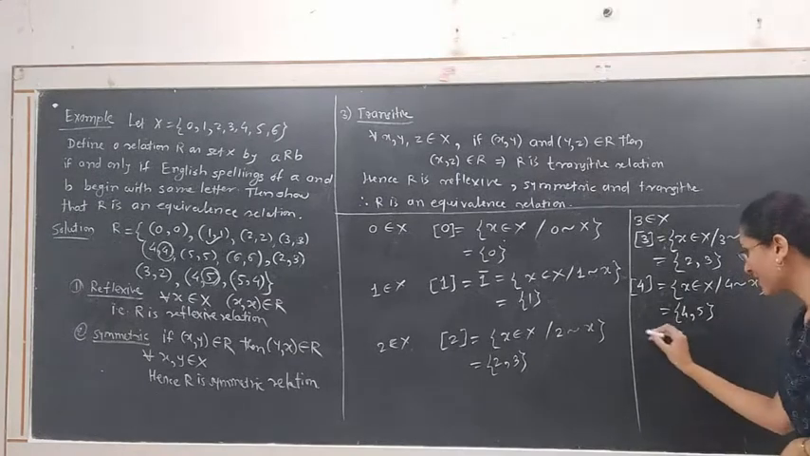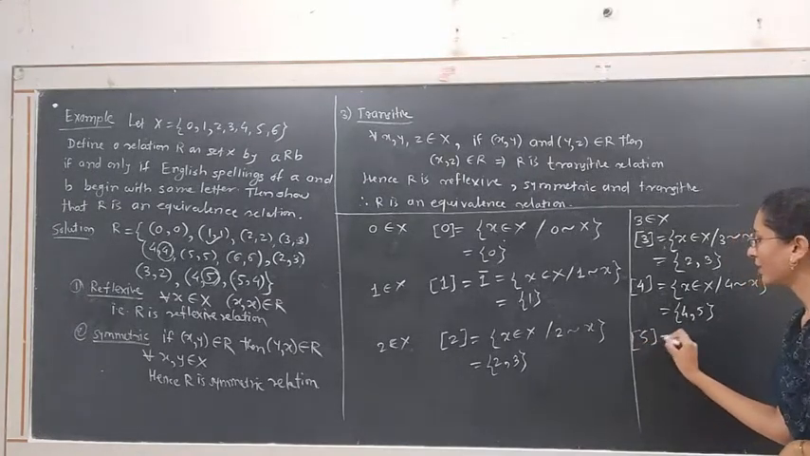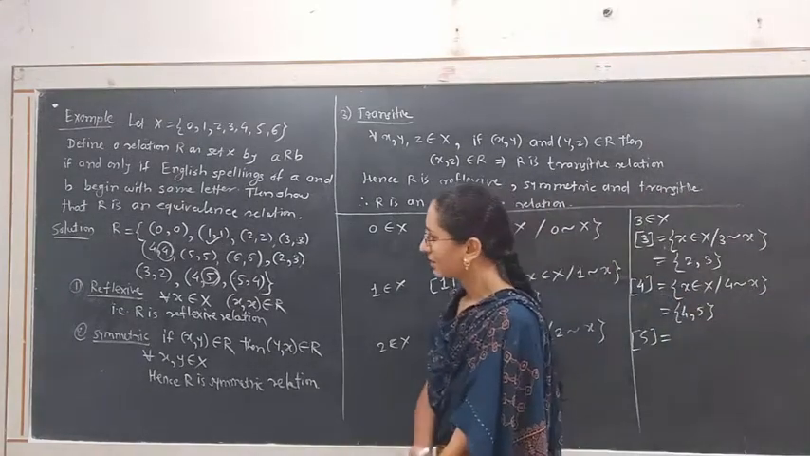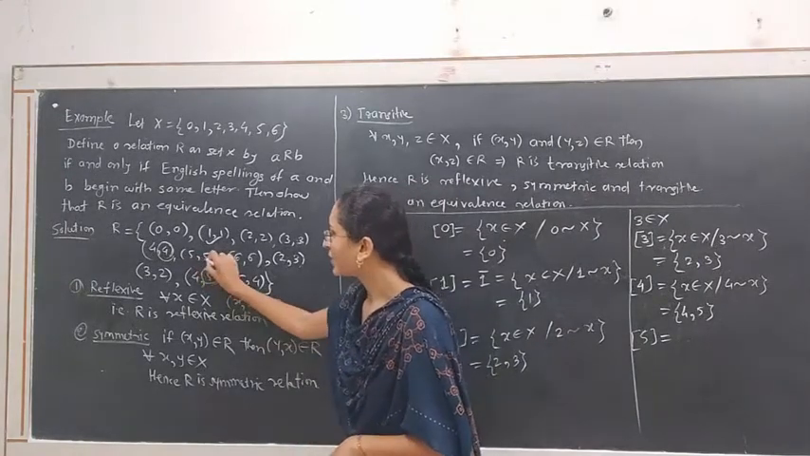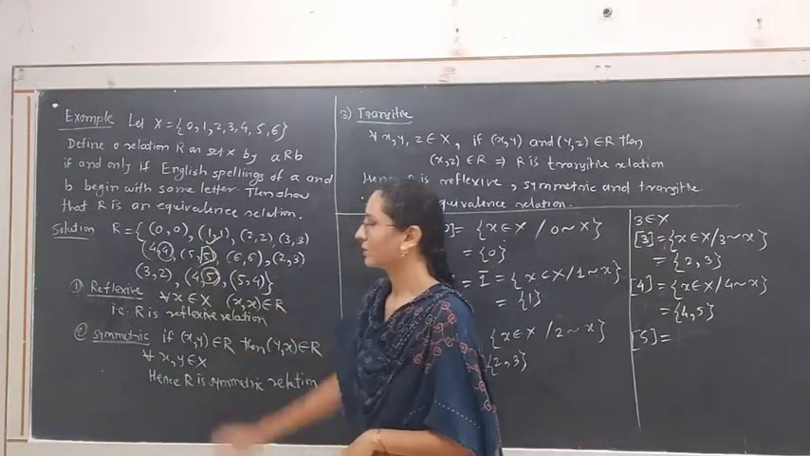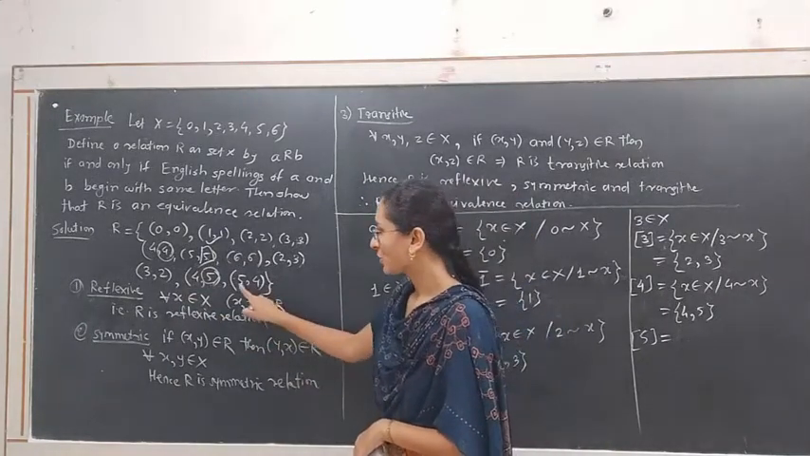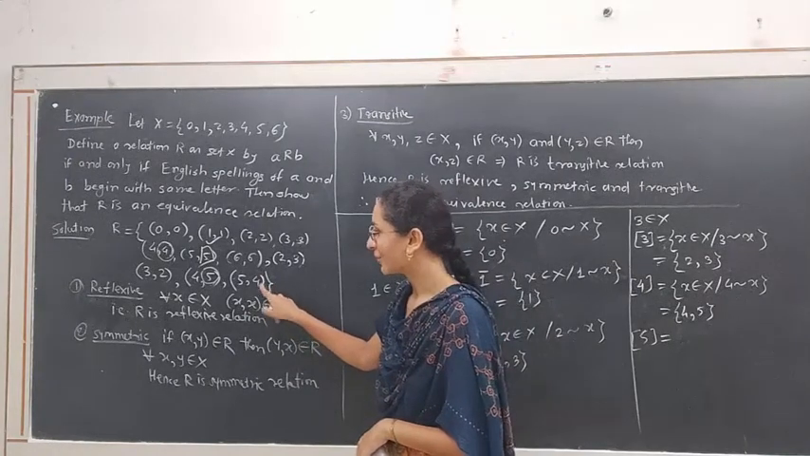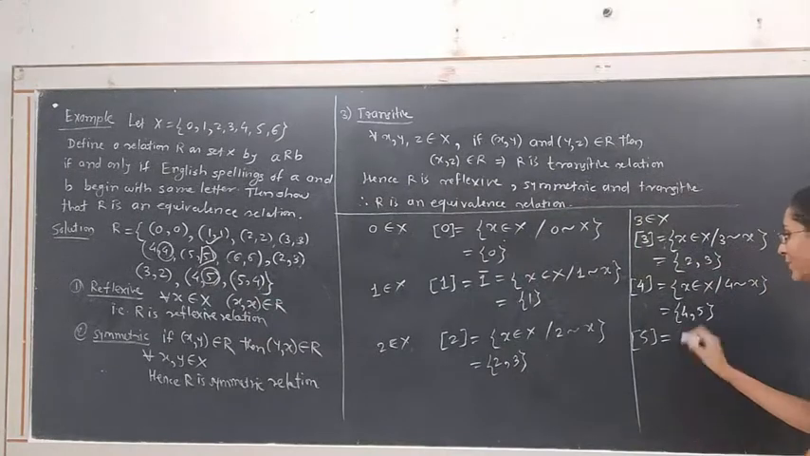Now consider the next set, the equivalence class of 5. Consider the ordered pairs to which 5 belongs. See, 5 is related to 5 because the ordered pair (5, 5) belongs to set R. Also 5 is related to 4. Hence the elements 4 and 5 belong to the equivalence class of 5.